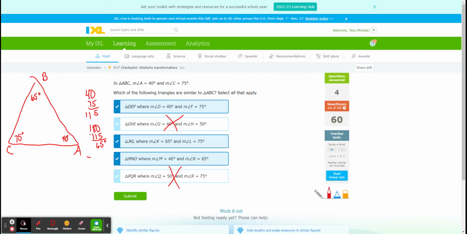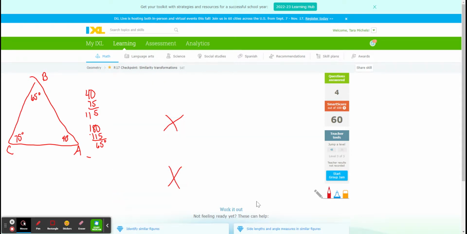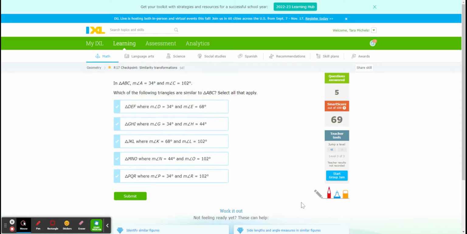Again, we had to have two angles that are similar. Yay, and I got a brilliant. So hopefully that helps you out doing some of these checkpoints. Take your time, use those skills we've had of drawing on here. Cross things off that you know can't be true. Good luck.